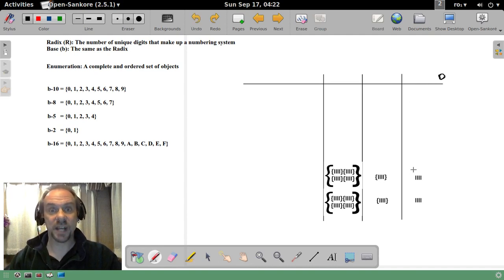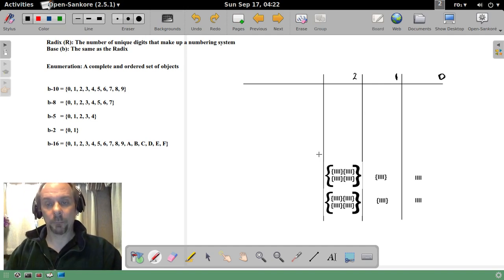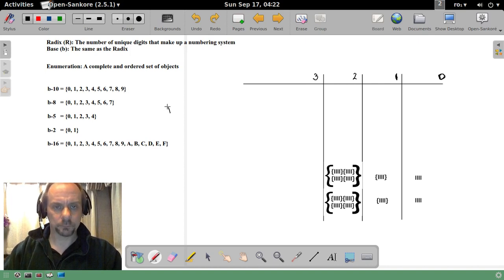Here we're working with sets of units, so we're working with single sets. Here we're working with sets of units, so we're working with what we might call double sets. Here we're working with sets of units, so we're working with 3. And this becomes our place value. So that's what we're driving at now, is this idea of place value.